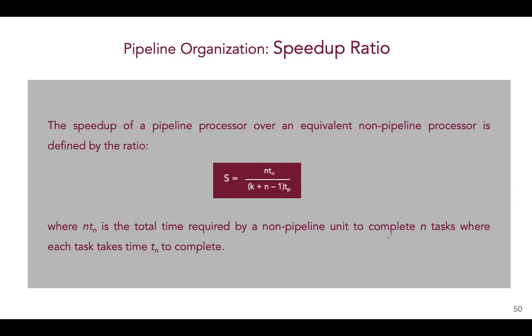All right, the next concept is speedup ratio. Again, these two concepts are closely related. That was speedup, this is a ratio. The speedup of a pipeline processor over an equivalent non-pipeline processor is defined by this ratio. If we are going to compare a pipeline system and a non-pipeline system, then a ratio comes in handy. The ratio is nothing but the total time required by a non-pipeline unit to complete n tasks, divided by the amount of time it takes for a pipeline system to do the same task.